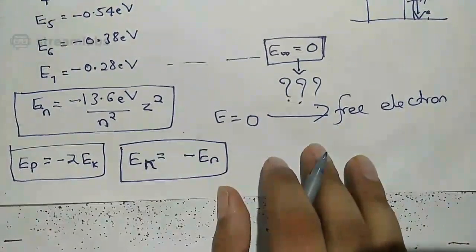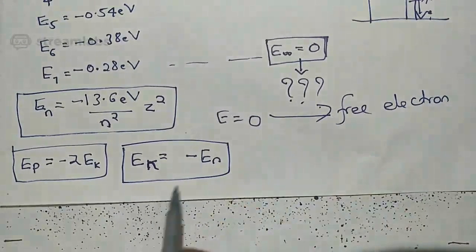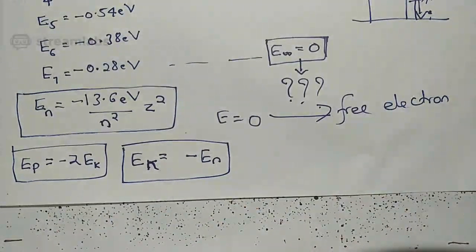So remember these two relations, very helpful in solving the problems in NEET and all. These two relations: potential energy is minus 2 times kinetic energy, and kinetic energy is negative of total energy.